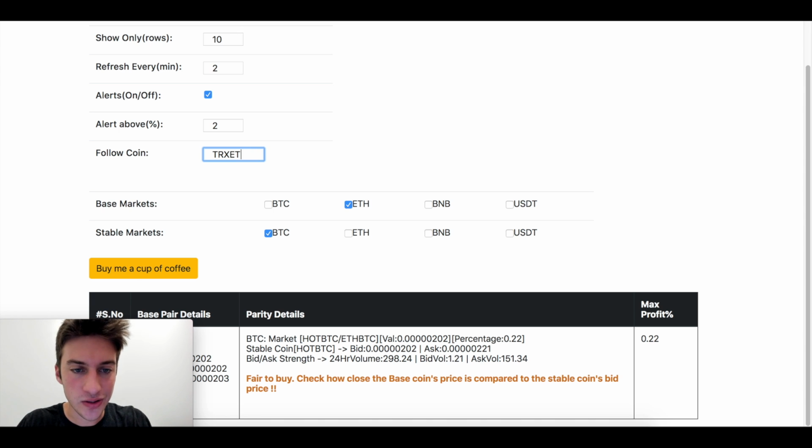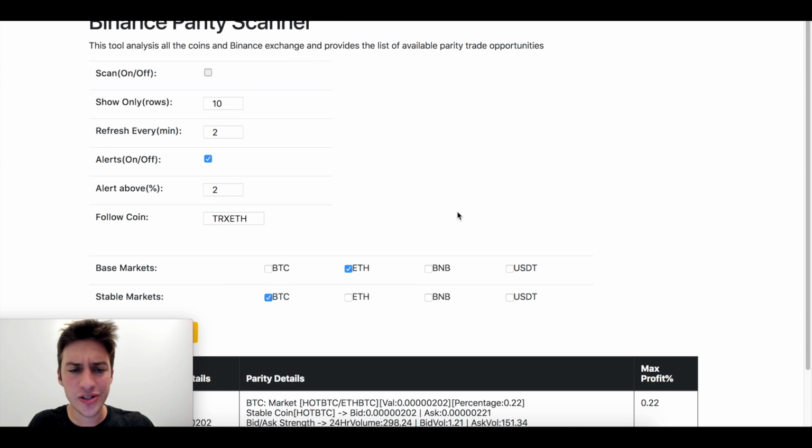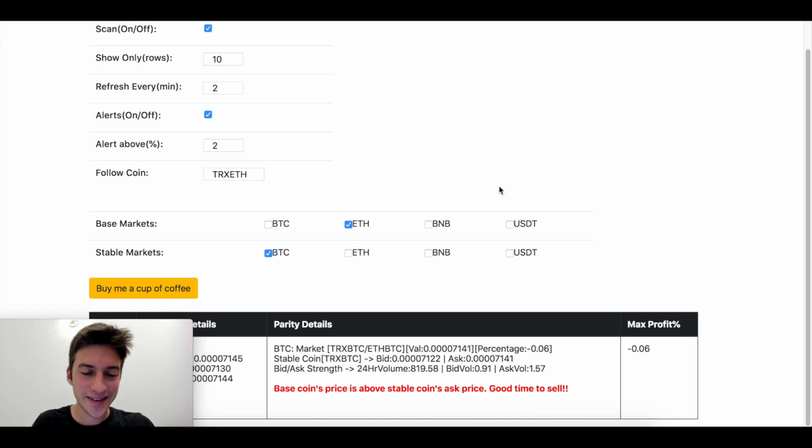So if I want to look at something like TRXF, is this one of three things? Unfair to buy, where actually we might want to buy the TRX BTC and then sell it back to F. Is it fair to buy, or is the TRXF undervalued relative to TRX BTC? So if we just type in a random coin here, boom, here we go. Currently TRXF, the base coin's price is above the stable coin's ask price. Good time to sell TRXF. So this is indicating that you do not want to buy TRXF at this current price. It is not at a fair price to buy. It's actually overvalued. TRXF is overvalued.